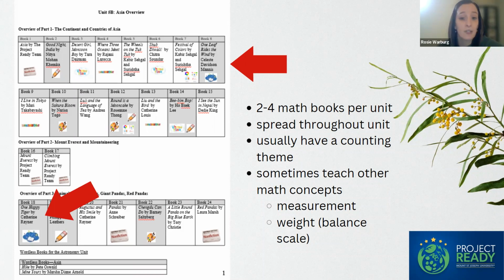So within every unit, we have 2 to 4 math books. They're spread throughout the unit so that you've got exposure to math concepts throughout that unit. And they usually have a counting theme, but sometimes our math books teach other concepts like measurement or weight with a balance scale. So we have a lot of reach with our math books there.